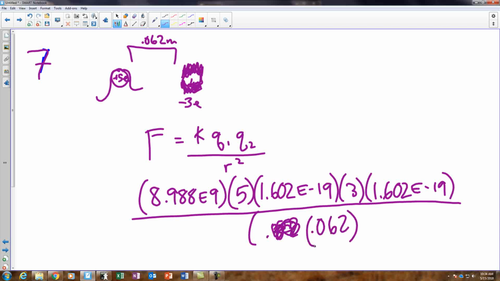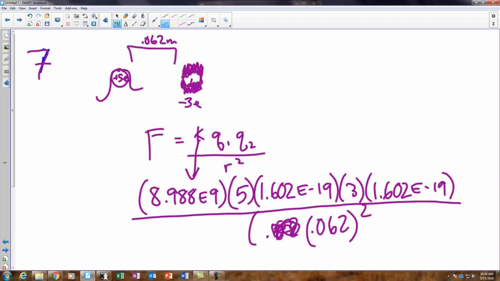0.062 squared, 8.988 E, and that's a constant. Yep, this is K. It's a constant, never changes. The Q's are there for you to cipher your way through and figure out what they are. This is going to come out very small because charged particles, while they are attracted to each other, at that distance, it's really hard to get them. You look at that E negative 19 on the numerator twice. It should come out pretty small.